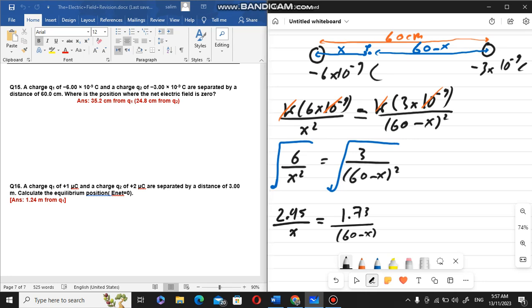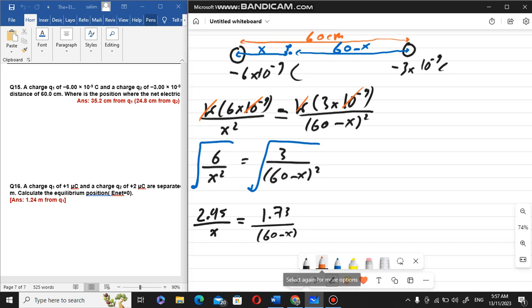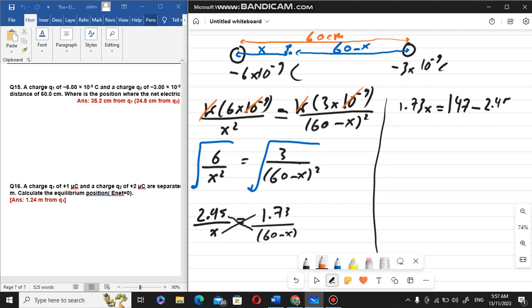Now what do we do next? We cross multiply. So we have 1.73x is equal to 2.45 times (60 minus x), which is 2.45 times 60, which is 147, minus 2.45 times x, because we need to distribute the 2.45 on 60 and x. Now we take this to the other side, so it would be 2.45 plus 1.73, which is 4.18. Then we say that x is equal to 147 over 4.18.